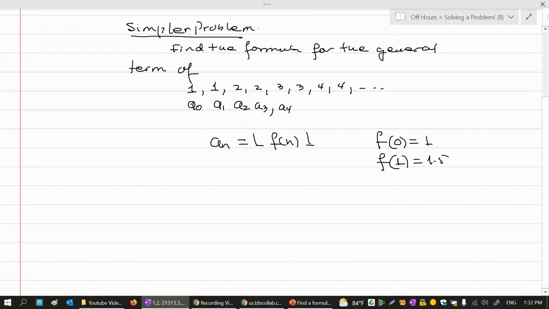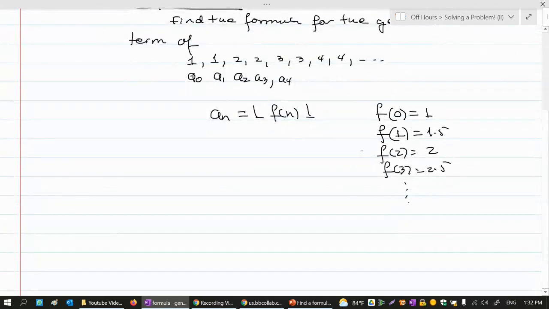So therefore, the floor of f of 0 is 1. The floor of f of 1 is 1 also. Then f of 2 is going to be equal to 2, f of 3 is going to be equal to 2.5, and so forth. You can see that f defined in this way is a linear function, and then it's easy to find a formula for that linear function. You can see that the slope of this linear function, or what is the same, the average rate of change of that function, is 0.5.